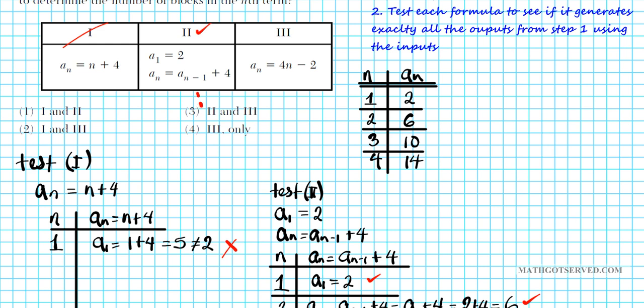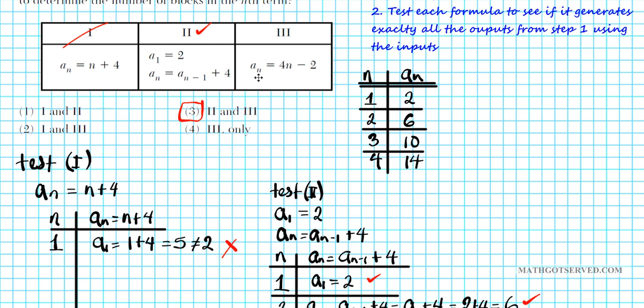Are we done? No, well, we can actually determine that the answer is 3. How so? Because that's the only option that has 2 and does not have 1. We know 1 already failed, and the only other option that has 2 is option 3. All right? So that's the answer. But let's go ahead and work it out.